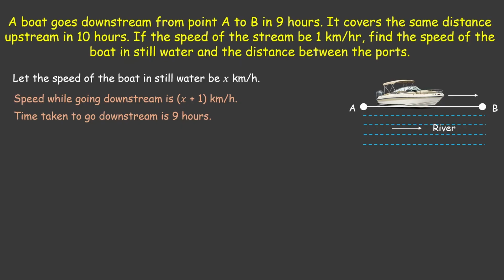Also, the time taken to go downstream is given, which is 9 hours. Now the distance covered from A to B, distance is speed into time. So that is 9 into x plus 1 kilometers.